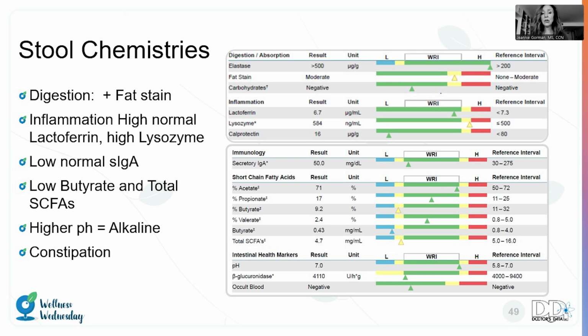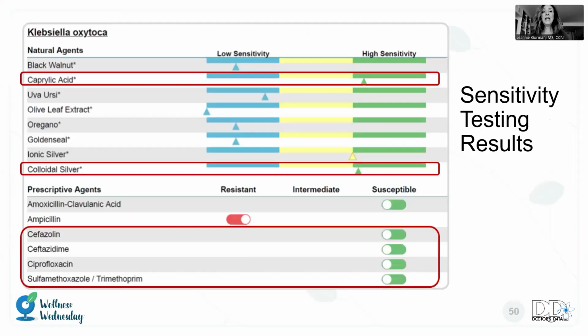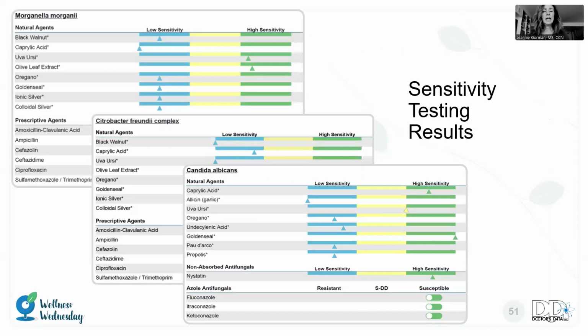Beta-glucuronidase is in normal range, and the occult blood was negative. And then in her case, as with all patients, we're going to provide you with specific sensitivity and susceptibility testing for all species separately, from her stool, in vitro, with natural and pharmaceutical agents. I've circled the ones that came out the best for this patient: caprylic acid for the Klebsiella, and one of the 2 silvers, either one. And then there are prescriptive agents below that you can choose from as well. And then we do the same for you separately for Morganella, Citrobacter, and the Candida.